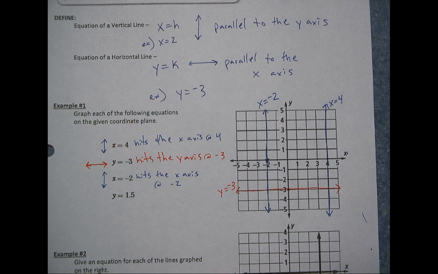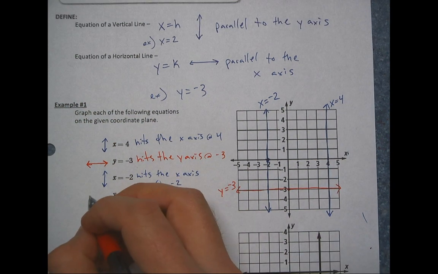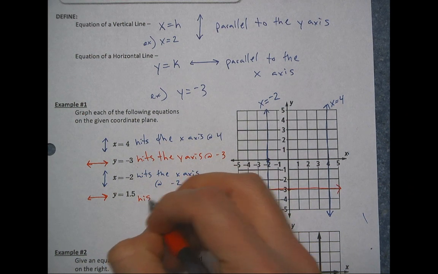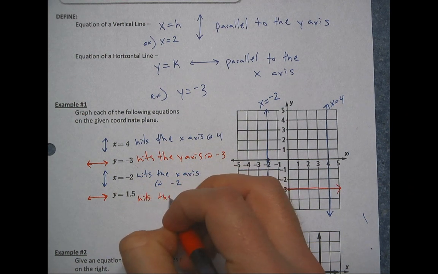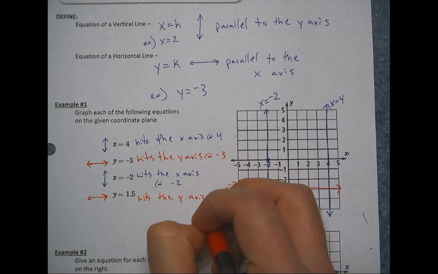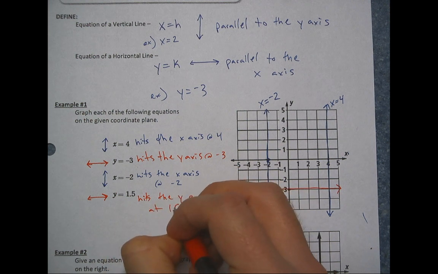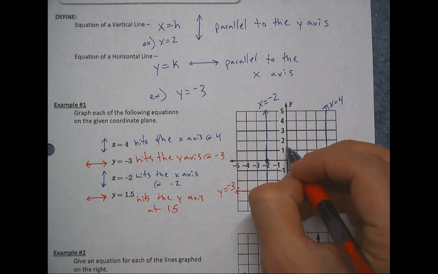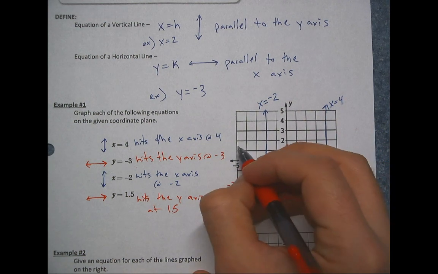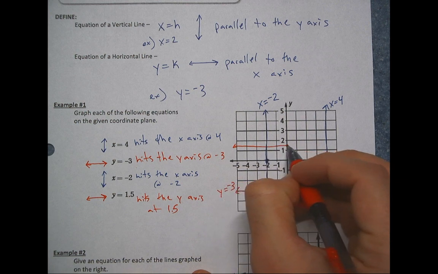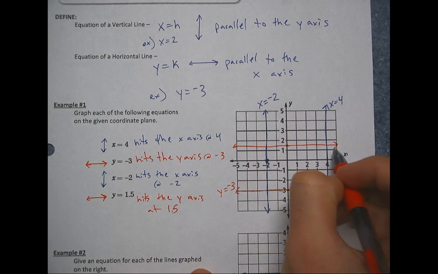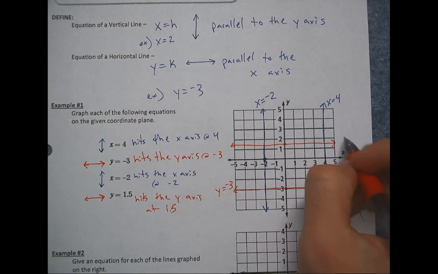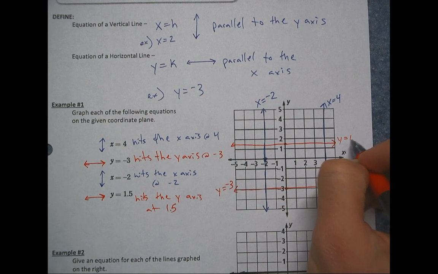And even if there's a decimal, we can still graph this. So y equals a number is going to go straight side to side. And it's going to hit the y-axis at 1.5. So if we go to the y-axis, 1.5 is going to be directly between 1 and 2. And this is going to be a line that runs parallel to the x-axis. Never hits it, only hits the y-axis at 1.5. So this is y equals 1.5.